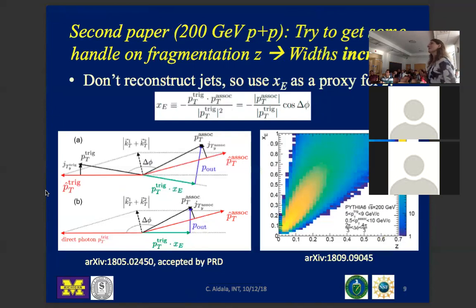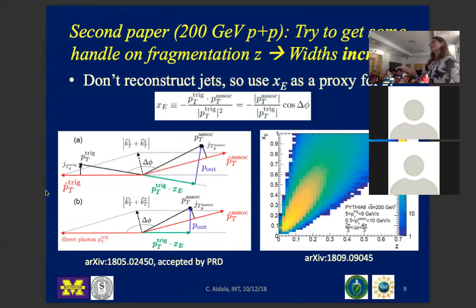So PT trig dot PT associated divided by the magnitude squared of the trigger particle PT. Which works out to be the magnitude of PT associated divided by the magnitude of PT trig times the cosine of the azimuthal angle between them, and pictorially it might be a little bit easier to understand. So it's this green vector now. I'm swapping the order of the plots on top and bottom, so this is the direct photon one on the bottom now as opposed to the top. And this is my P out vector again, right?